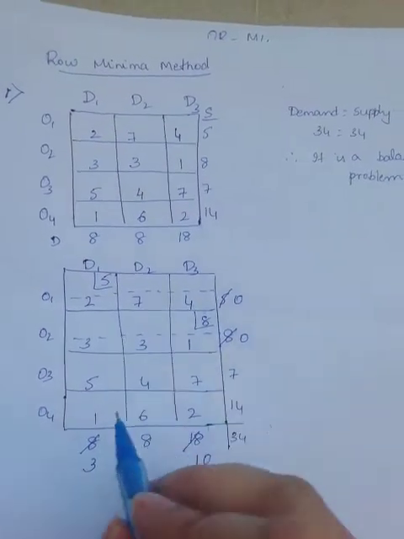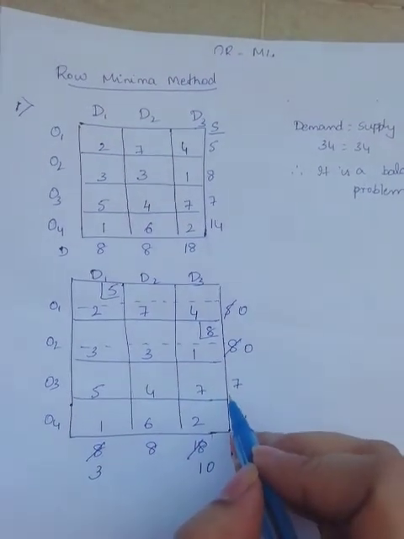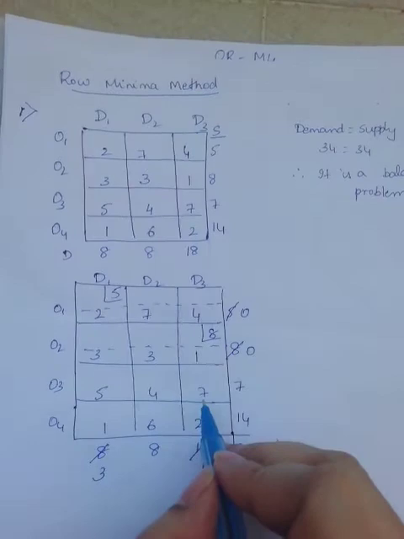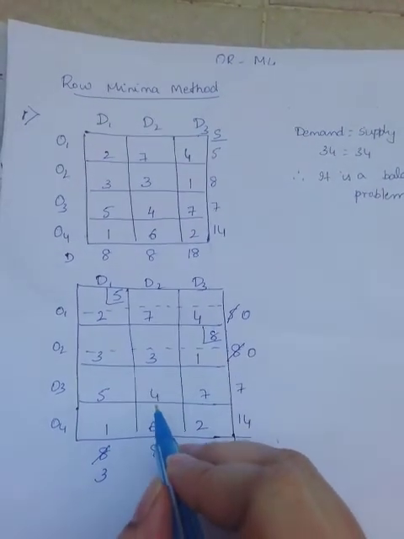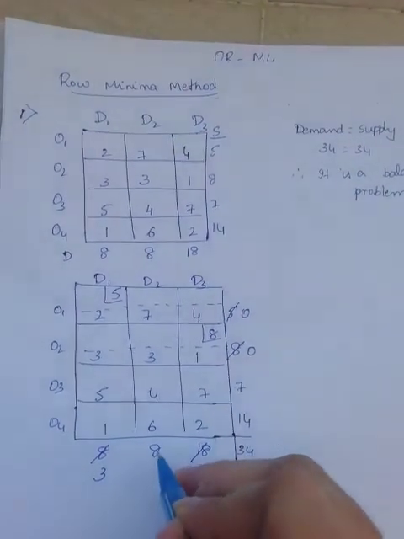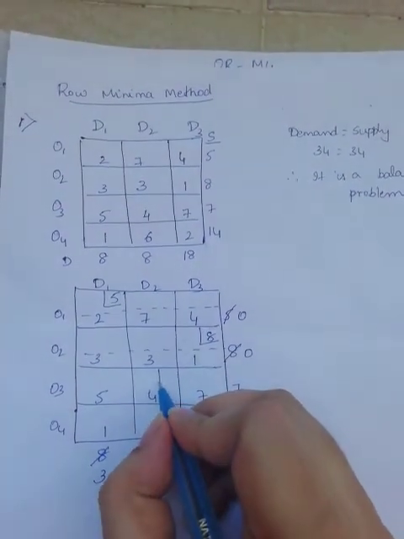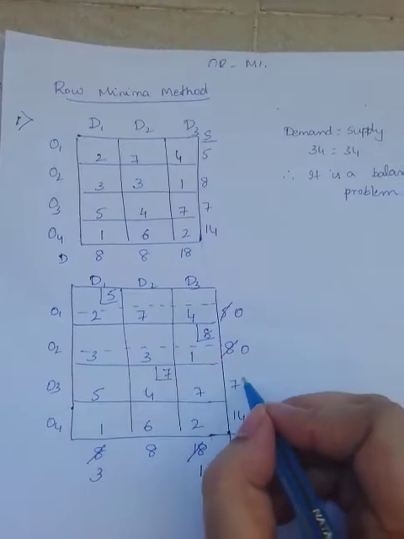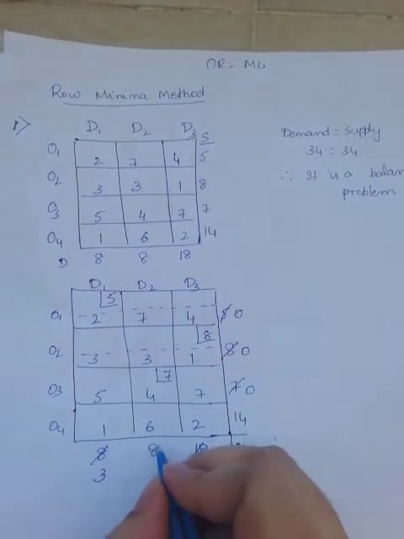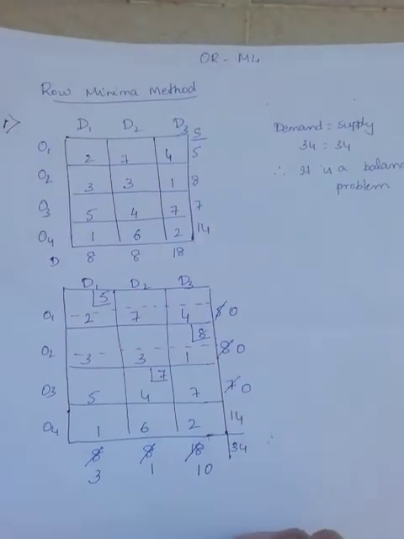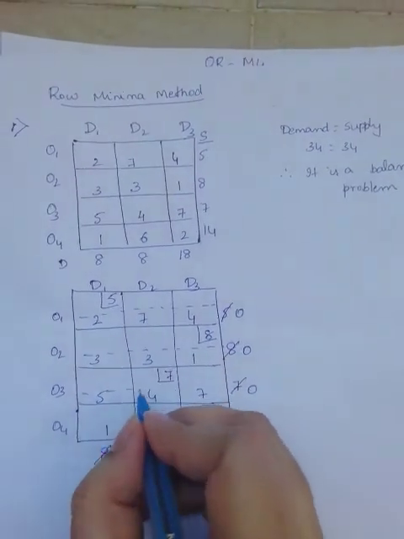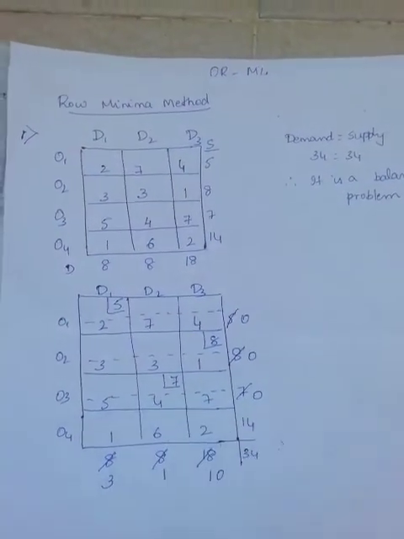So we are going to check which is the least value. 5, 4, 7. 4 is the least. So we are going to allocate for the 4. 8 is the demand and 7 is the supply. So we'll be able to allocate 7. So 7 becomes 0. Demand becomes 1. So we are going to eliminate this row.